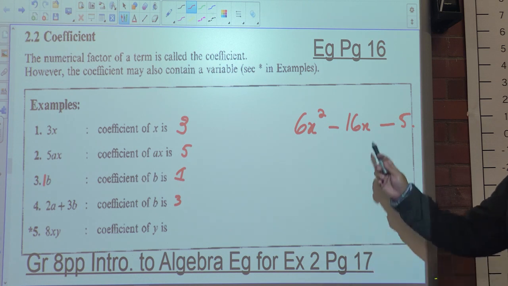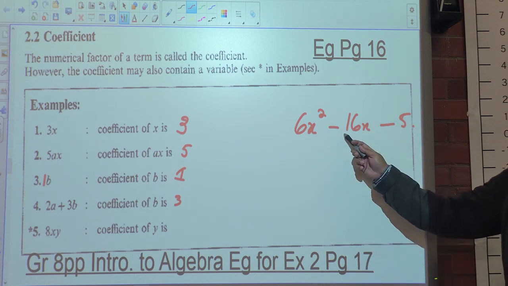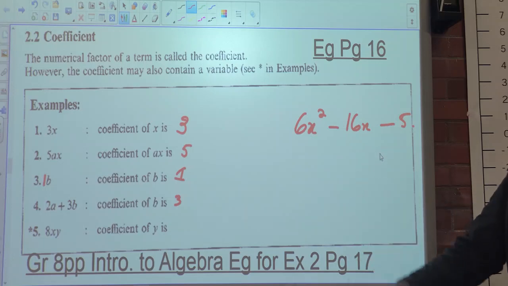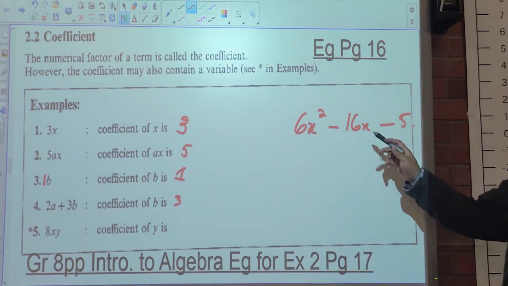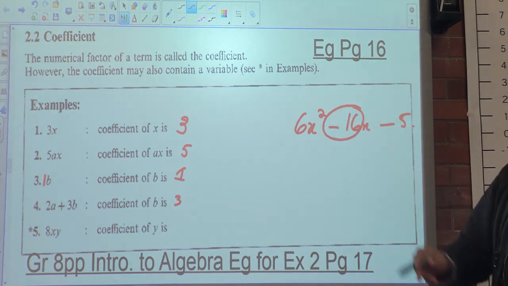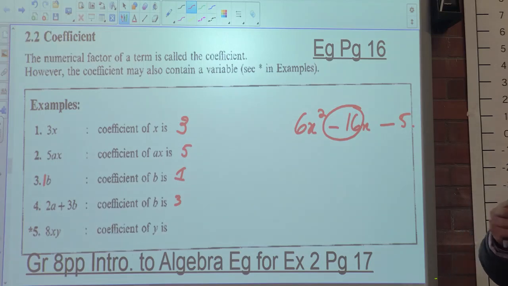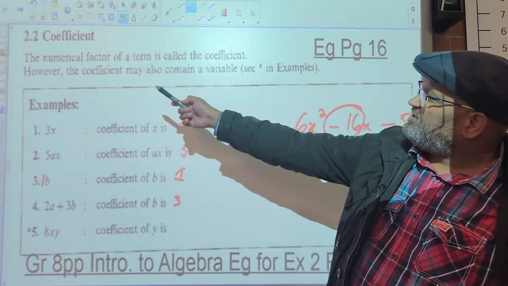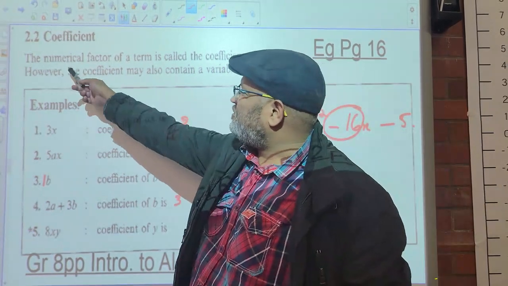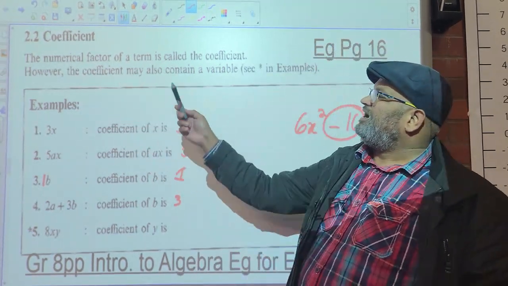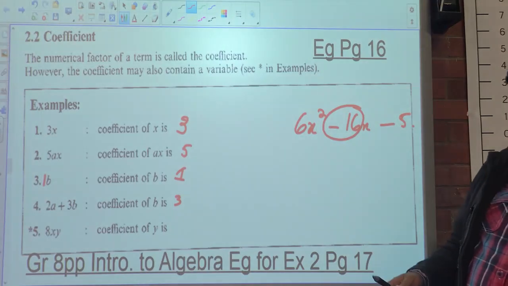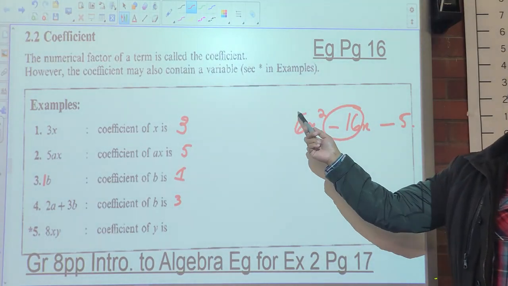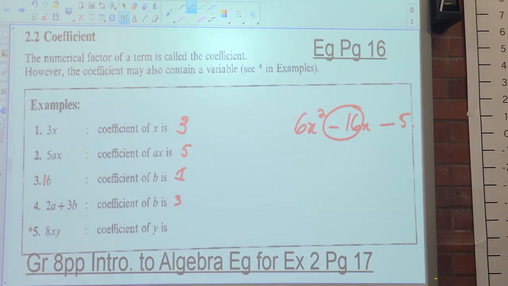Of x, yes. 16. Who says 16? Oh, must be minus the. Minus 16. Remember that the sign is part of the term. So the coefficient of this term is actually negative 16. You guys understand? So again, what is the coefficient? The coefficient is the numerical factor of the term. However, the coefficient can also contain variables. So it's basically the number in front. If there's a negative, the negative is part of the term.